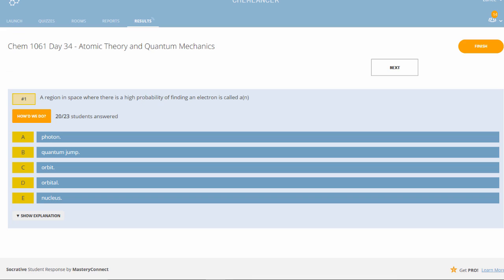And we'll go from there. So the first one here was: a region in space where there's a high probability of finding an electron is called an orbital.